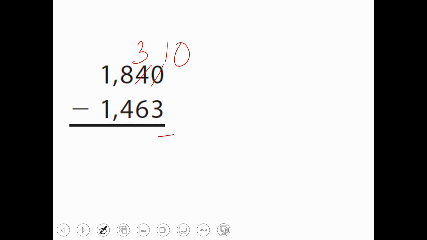10 minus 3 is 7. Get to my next place value. Oop, can't do it. I'm going to have to borrow from the 8. The 8 becomes a 7. Remember, I'm borrowing 1, but I'm bringing it over as 10. So 3 plus 10 is 13. 13 minus 6 is going to give me 7.